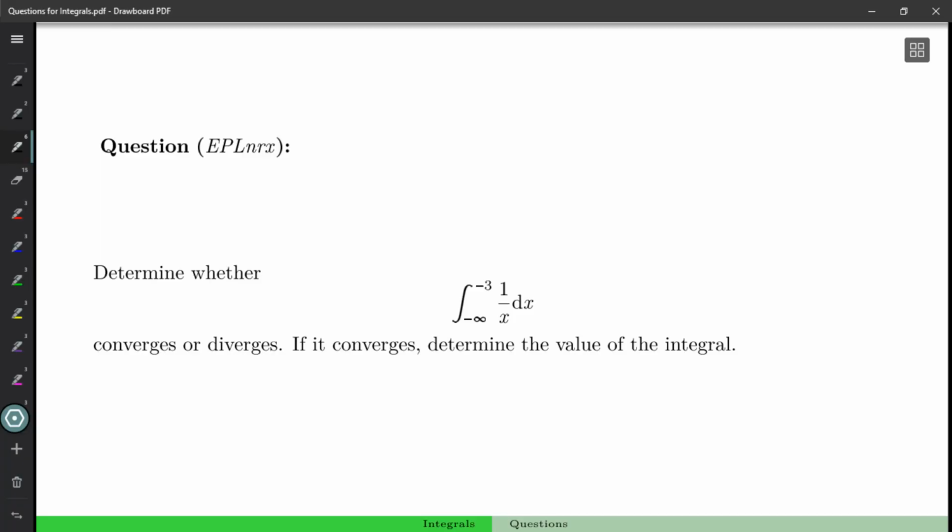Determine whether this type 1 improper integral converges or diverges. If it converges, let's find the value. And what's our integral here? Negative infinity to negative 3 of 1 over x.